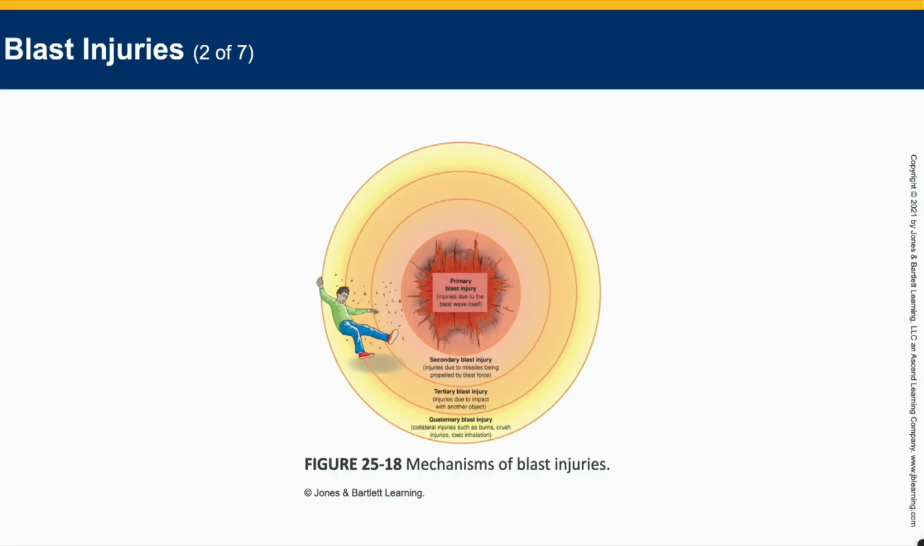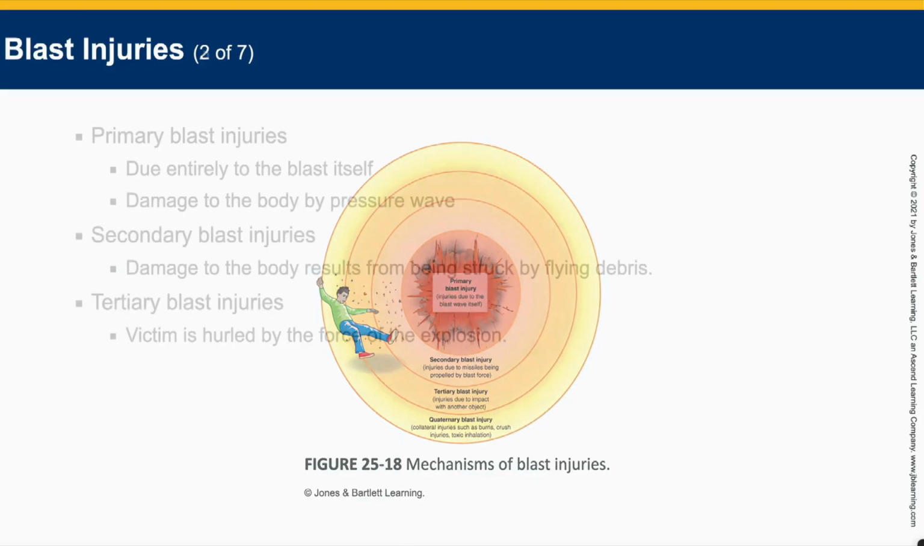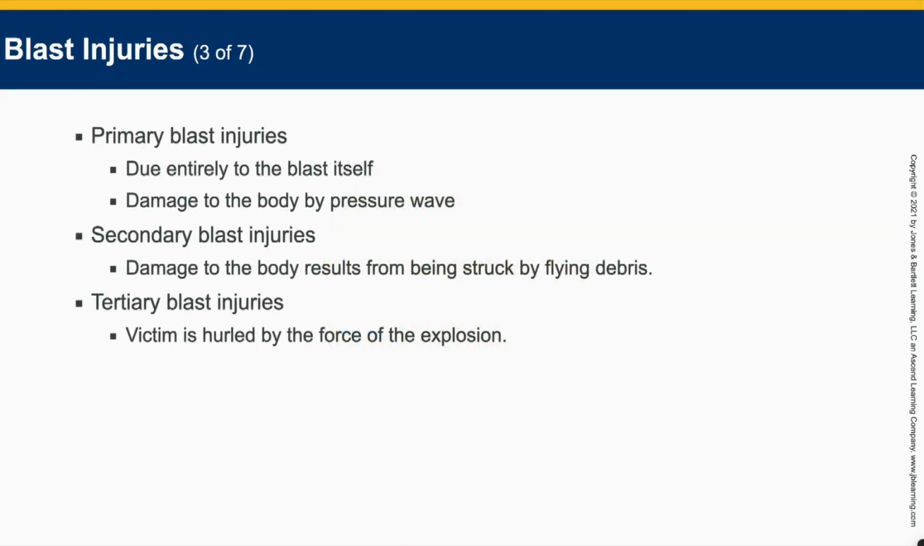This image is showing you the different mechanisms of blast injuries, and this is where things get more complex. When an explosion happens, it's not just one type of injury. It's actually multiple layers of injury happening at the same time. You've got the primary blast injury, which comes directly from the blast wave itself. Then you have the secondary blast injury, which is caused by flying debris. And then finally, quaternary injuries, which are kind of everything else. So let's break those down a little more clearly.